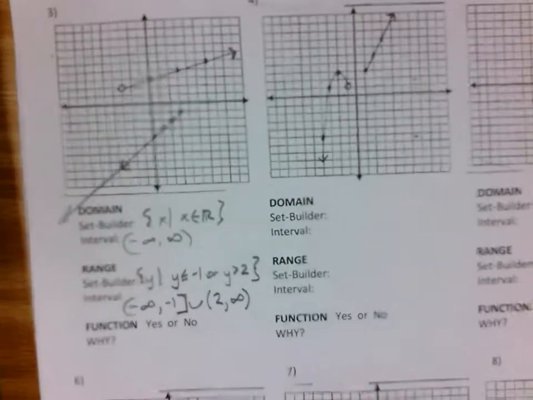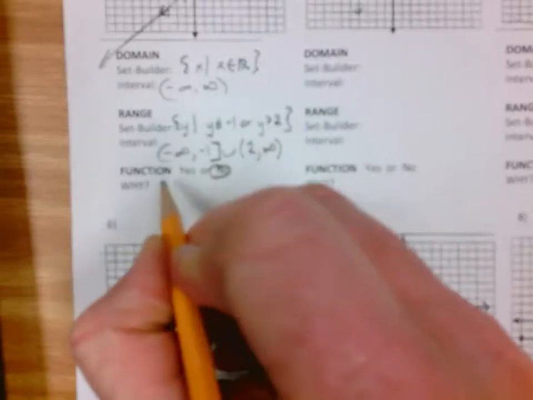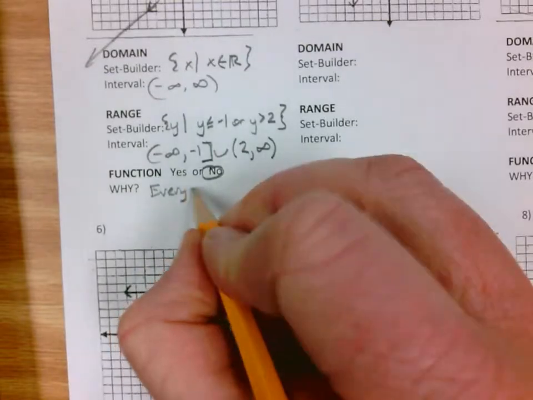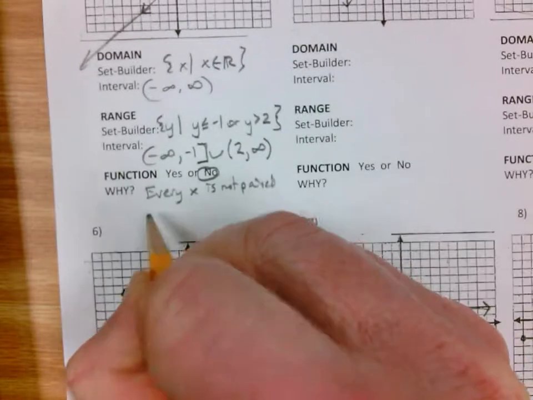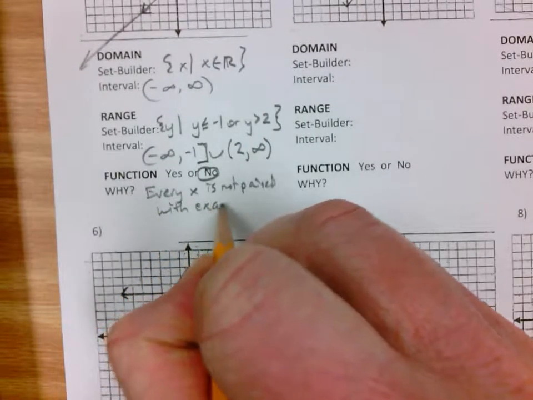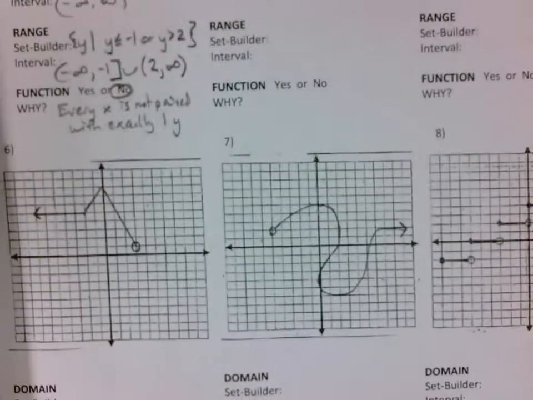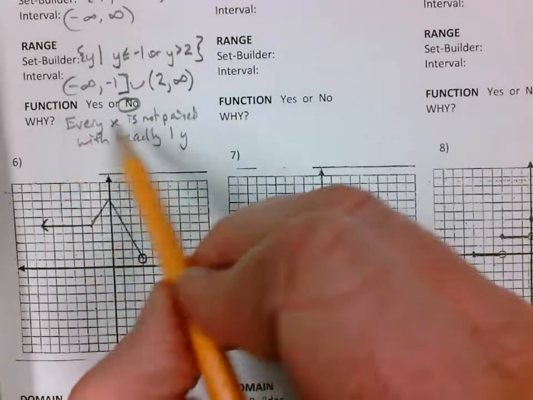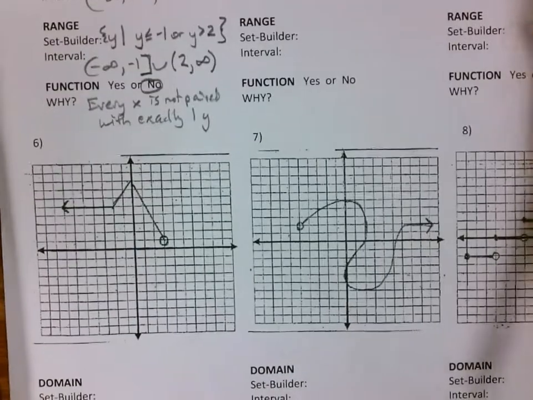It's not a function because I can draw a vertical line and hit 2 points. So I would say no, because every x is not paired with exactly 1 y. So you can see it by the vertical line test, but that would be your explanation. For it to be a function, every x has to have exactly 1 y. You can have y's repeat, x's cannot repeat.